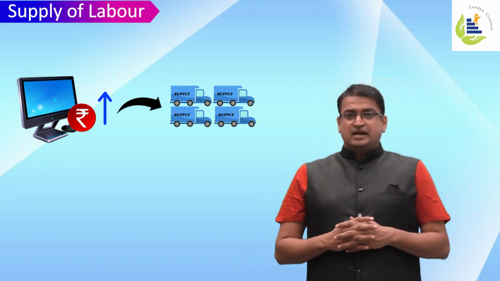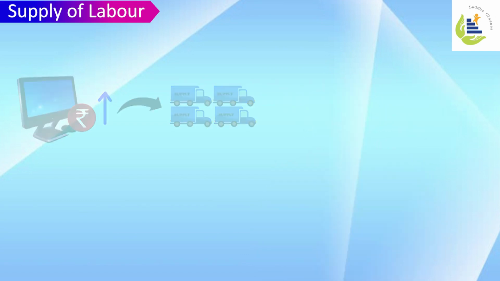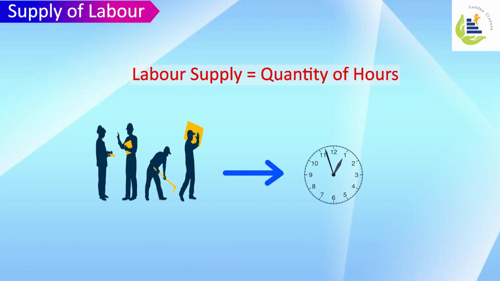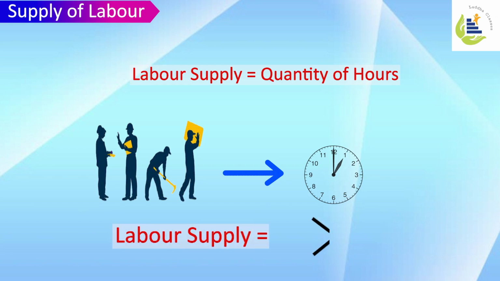Let us try and understand what labor supply is. Labor supply is the quantity of hours a worker is ready to work at a given wage rate. So at a specific wage rate, the number of hours for which a worker is working is called labor supply. Hence, labor supply does not mean the number of laborers. Labor supply means at a specific wage rate, how many hours of work a laborer is doing.